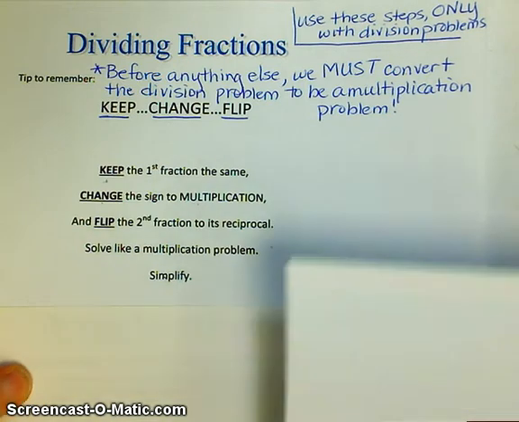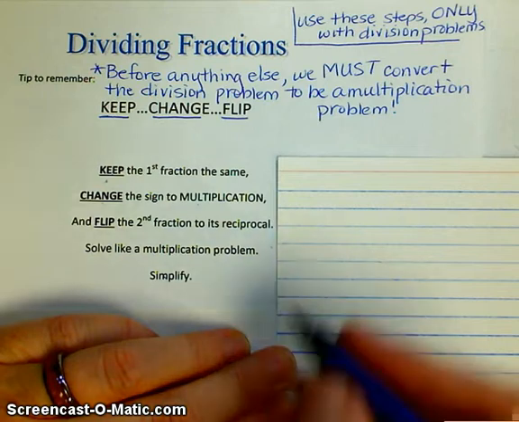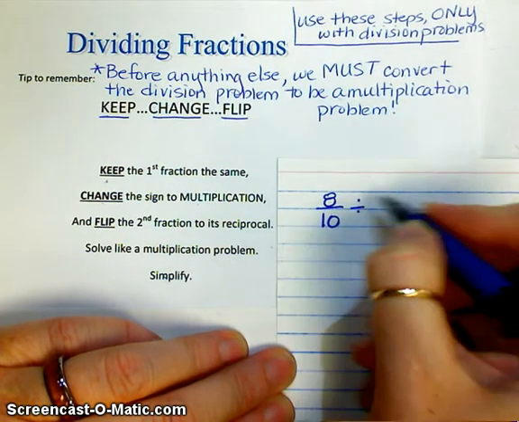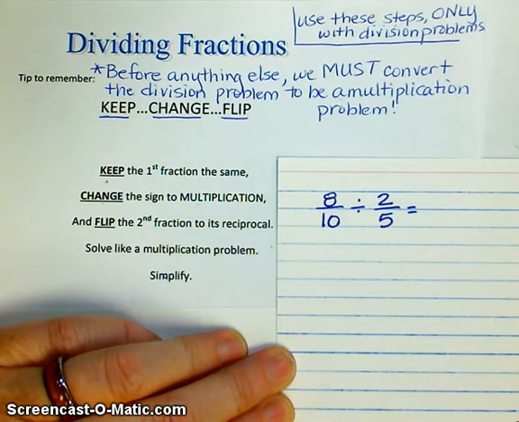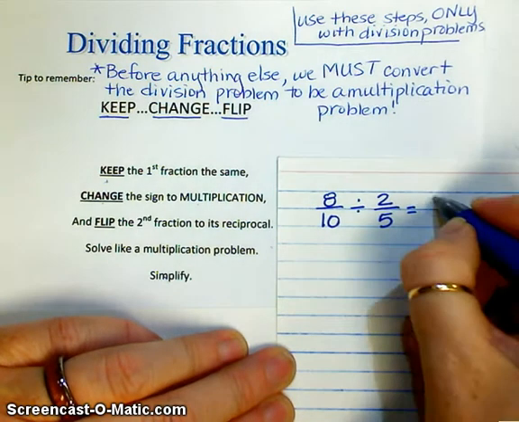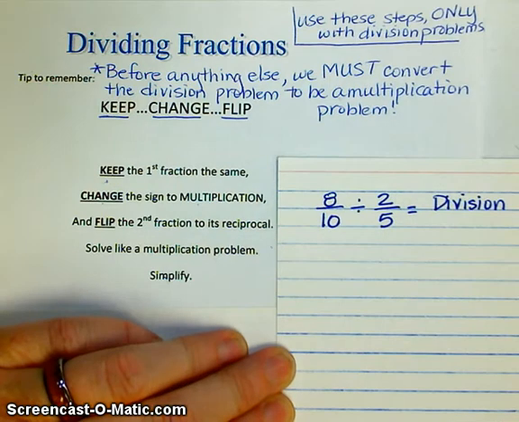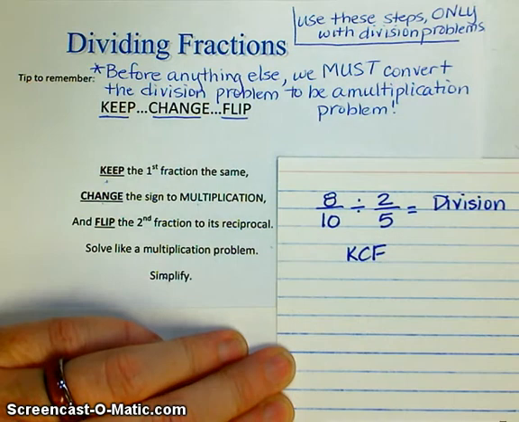If we have, I'm going to put this right here so we can see it better, a problem like 8/10 divided by 2/5, that is our original problem. This is our division problem. That is not what we want to do. We want to use the keep, change, flip trick to convert it to be multiplication. So let's do that.